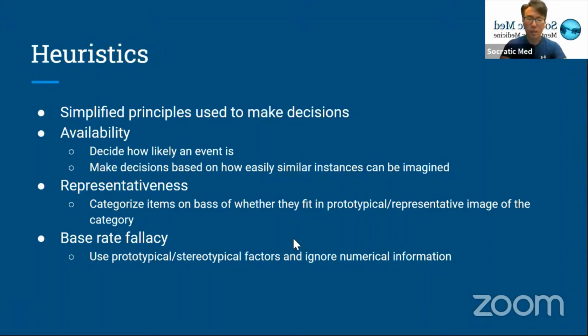So it's easy to use heuristics to solve a problem, but you always have to know that not everything can be put into a square. Not everything fits into the stereotype or prototype that you think of in your head. So just always keep an open mind.